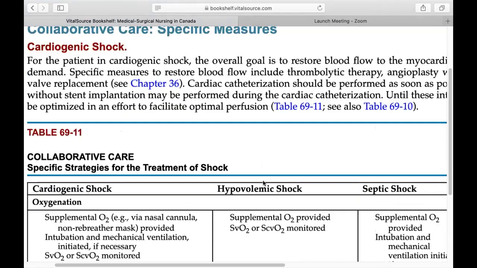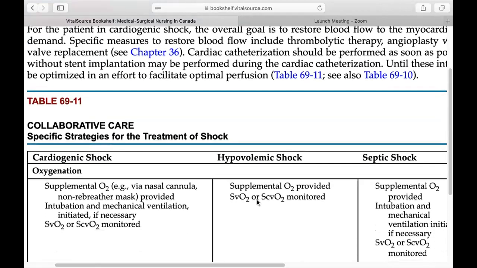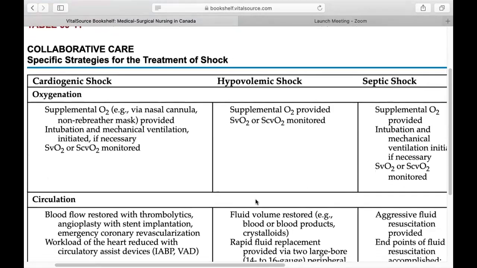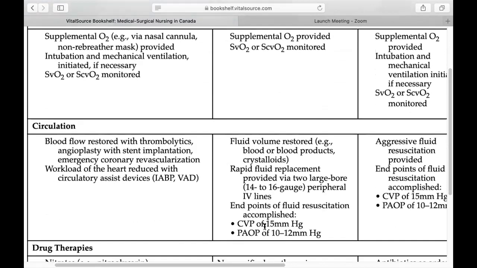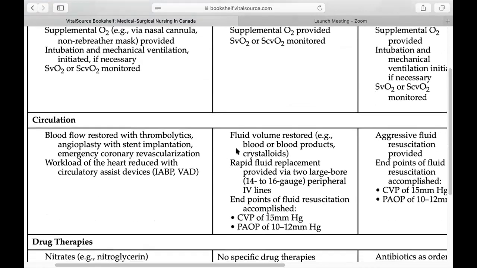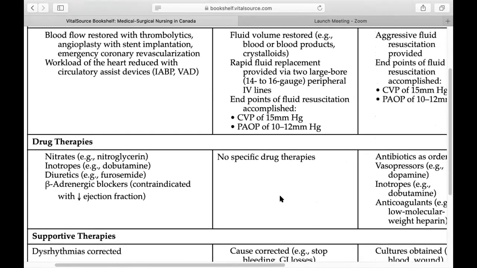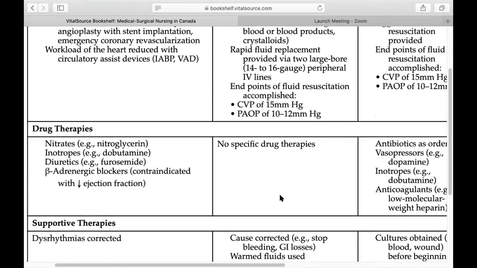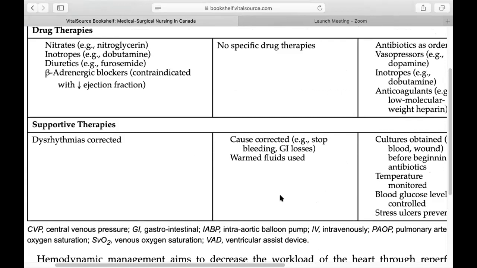All right, so then moving on to hypovolemic shock. Again, O2 as needed. It's a general summary of what we already talked about with fluid replacement. You don't need to know CVP and PaOP. That's beyond you. Correct the cause, of course.